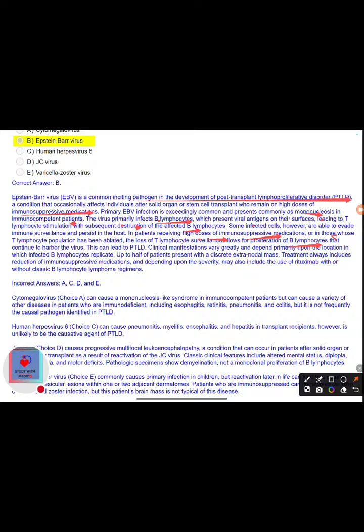This can lead to PTLD. Clinical manifestations vary greatly and depend primarily upon the location in which the infected B lymphocytes replicate. Up to half of the patients present with a discrete extranodal mass. Treatment always includes reduction of immunosuppressive medication and, depending upon severity, may also include the use of rituximab with or without classical B lymphocyte lymphoma regimens.